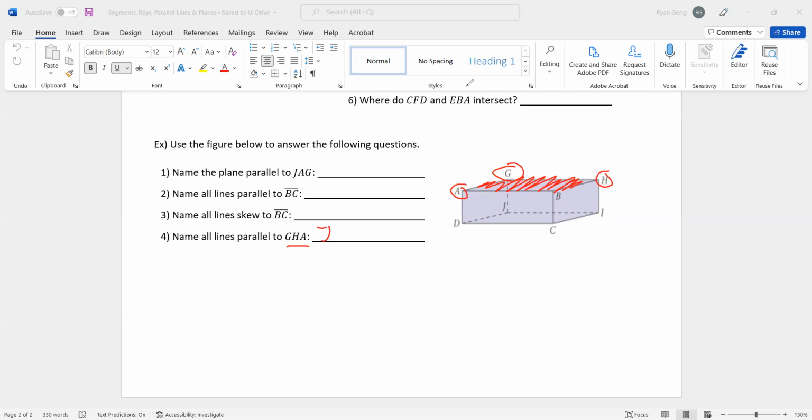So JD, JI, DC, and CI. All 4 of those lines are parallel to the top. Okay, and that is lesson 2.